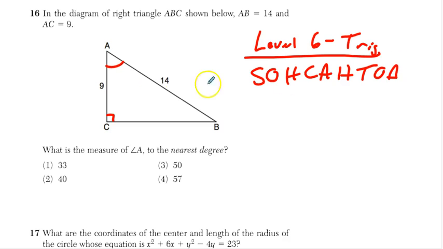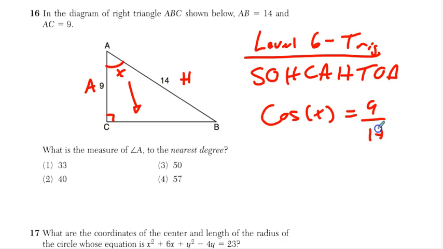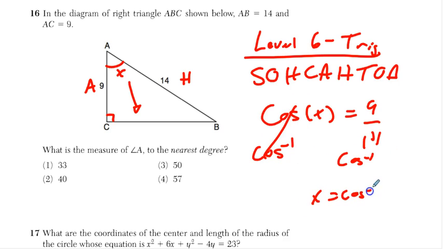Now, we don't have an opposite side. We do have a hypotenuse and we do have an adjacent. So if adjacent and hypotenuse, that's going to be the cosine. We're looking for the angle, so that's going to be the cosine of x, and that equals 9/14. Now, since we're looking for an angle, we use the inverse trig function. So we're going to do cosine -1 on both sides. That cancels, and then we get x equals cosine -1 of 9/14.